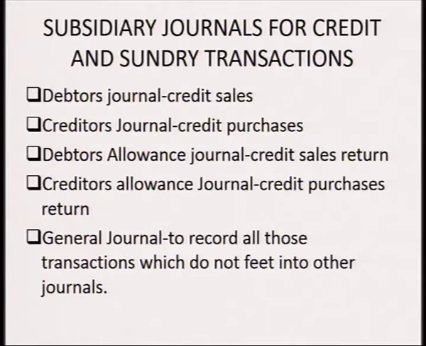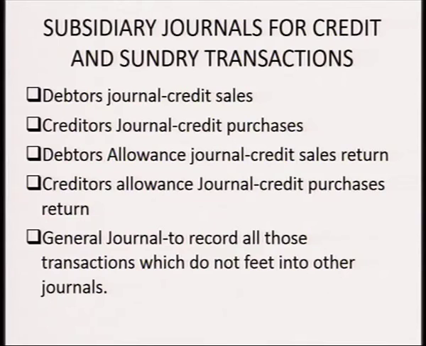the credit sales returns. When customers return goods to the business, maybe they found out that the goods are defective, or maybe they're broken, not according to specification, somehow not of the quality that the customer wanted. When they return those goods, we are not going to record them in the debtors journal, but in the debtors allowance journal. It's also known as the debtors returns journal.